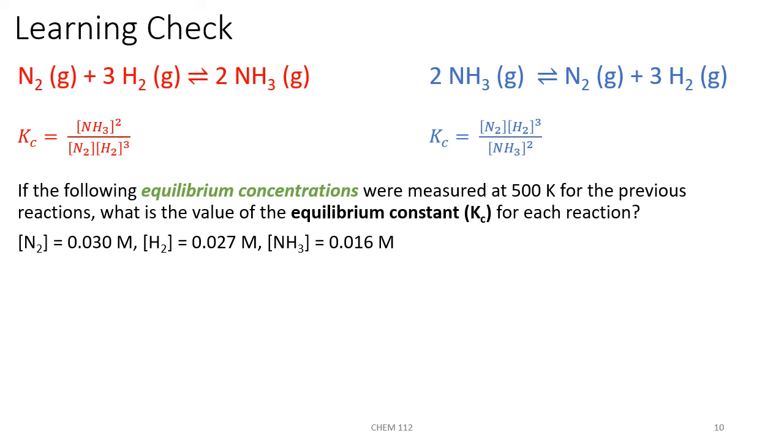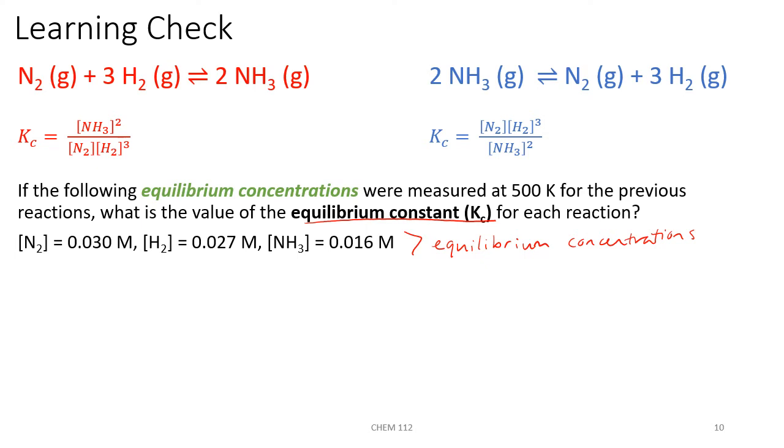If we actually know equilibrium concentrations for our reactants and products, we can substitute them into the equilibrium expression. So in this case, we want to calculate the equilibrium constant, K sub C, if we know that the equilibrium concentrations of nitrogen is 0.03 molar, hydrogen is 0.027 molar, and ammonia is 0.016 molar. So what's important is that these are equilibrium concentrations, and not just any random concentrations. You can only substitute equilibrium concentrations into the equilibrium expression to calculate the equilibrium constant.